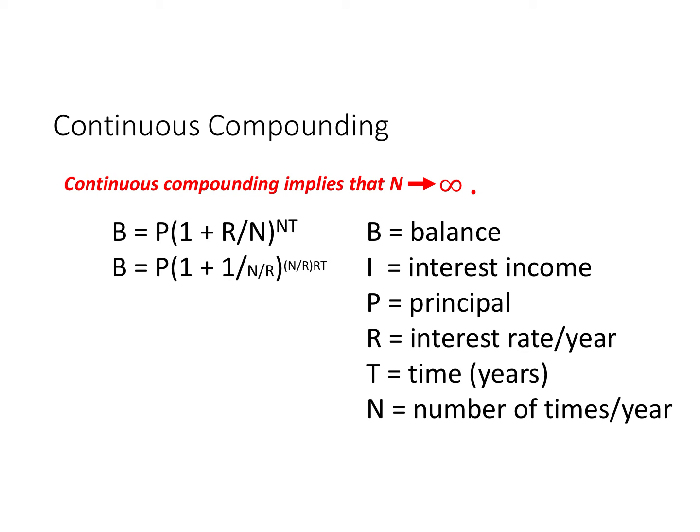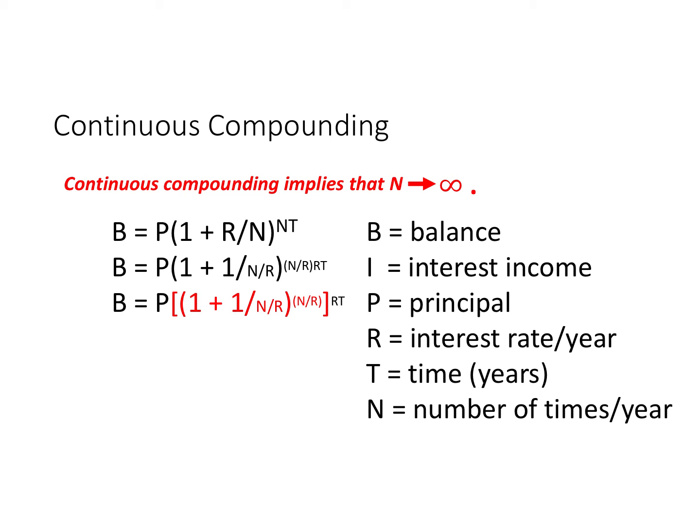So now if we do some mathematical manipulations, we can see that r over n is the same thing as 1 over n over r. We simply take the reciprocal. Now, we have this term n over r. It'd be nice if we could get that same term up in the exponent. Well, we can if we say n over r times r. Well, n over r times r is simply n, which we started out with. So now we have the balance is equal to the principal, and the quantity in parentheses is 1 plus 1 over n over r, raised to the n over r times rt power.